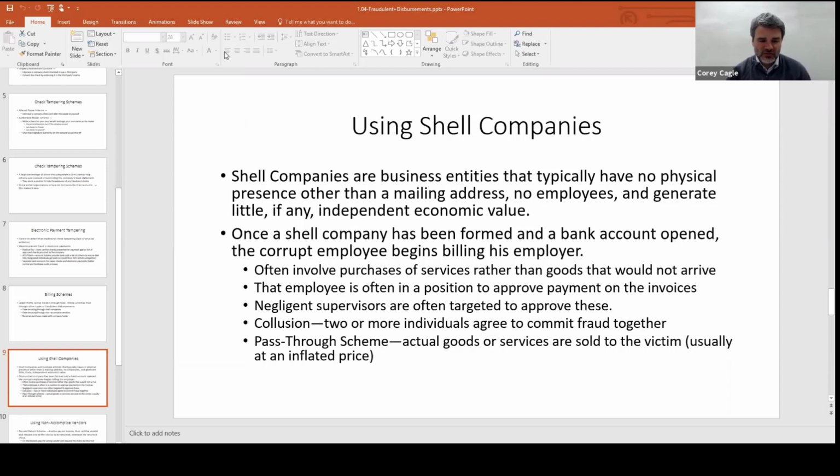But a term you need to know is pass-through scheme, where things are sold as they pass through a shell company, essentially, usually at an inflated price.